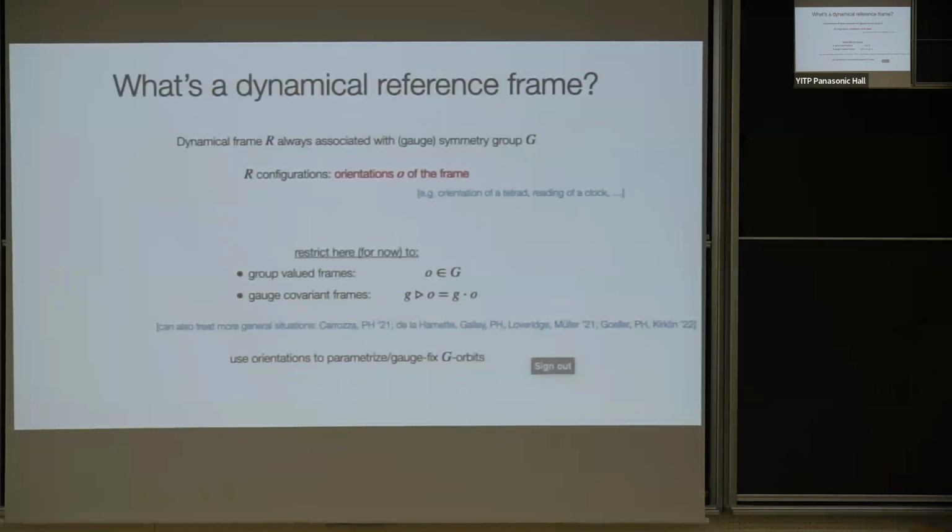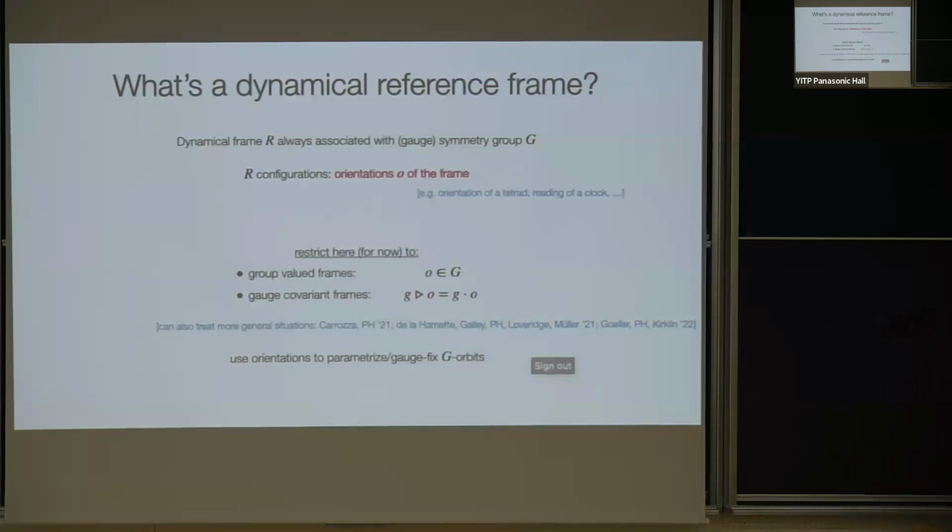But now let's think first about what we actually mean by a dynamical reference frame. The dynamical reference frame will be some field, in our case associated with whatever the gauge symmetry group is, so in gauge theories or in gravity. We want to use it to deparameterize the gauge orbits, to use them as some kind of dynamical coordinate system. And we will call the configurations of this frame orientations of the frame.